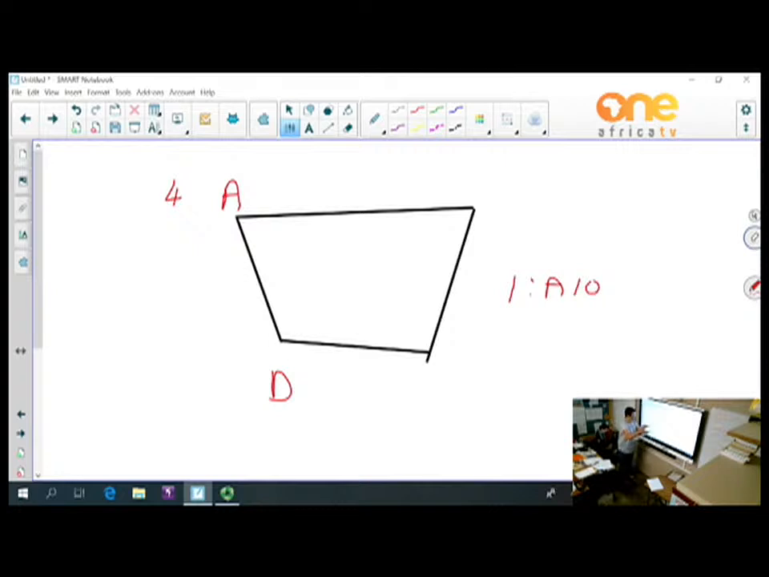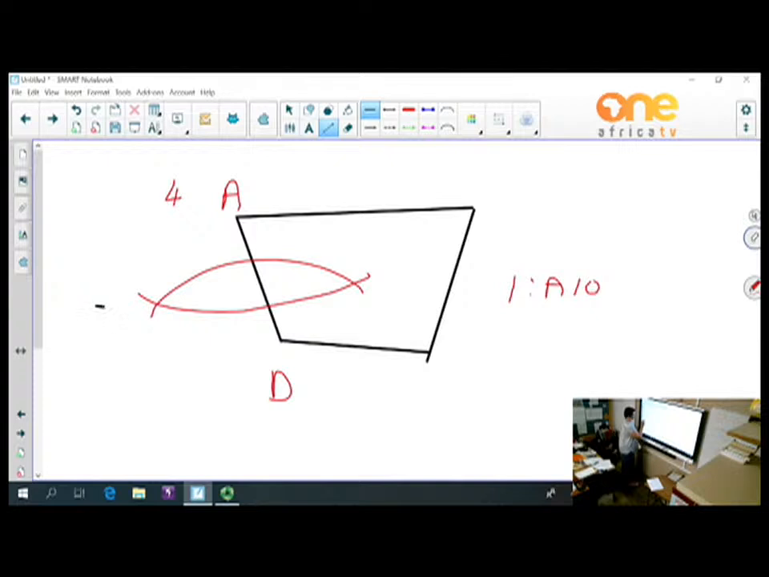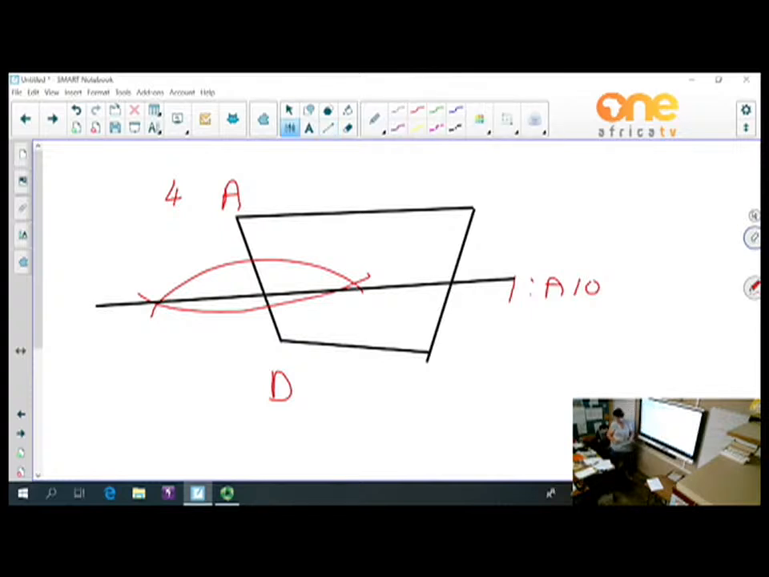You put it on D. You make that arc. You put it on A. You make that arc. And then you draw the perpendicular bisector. So there is the perpendicular bisector, the construction there. The perpendicular bisector. And then they say the tree is also equidistant from BC and CD. What is that?